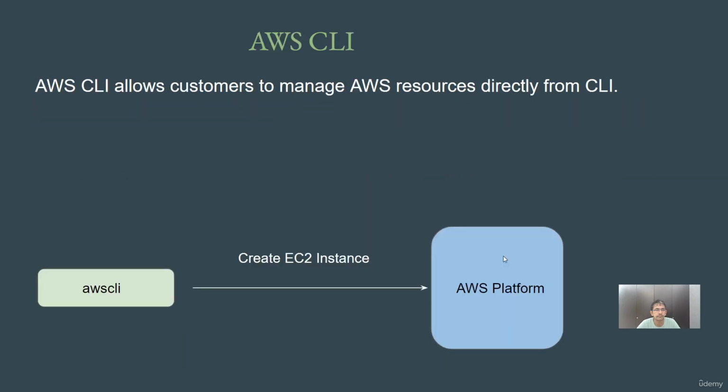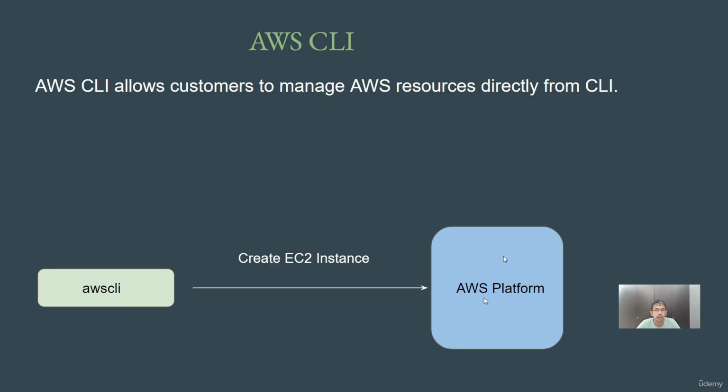Now, one of the important areas that I'll recommend specifically if you're working with Terraform from an AWS perspective is to install AWS CLI. So at an overview, AWS CLI allows customers to manage the resources directly from the CLI. For example, if you want to create an EC2 instance in AWS, you do not really have to go through the AWS console and create the EC2 instance manually. From the CLI, you can just add a command and the EC2 instance gets created for you.